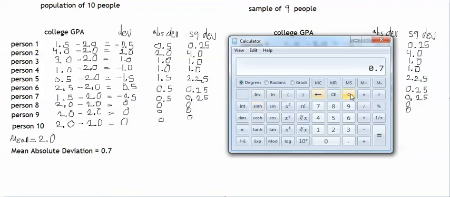Let's also find the mean of the squared deviations, which will be our population variance. It equals 9. We divide by 10 since we have 10 squared deviations, and we get 0.9. That's our population variance.